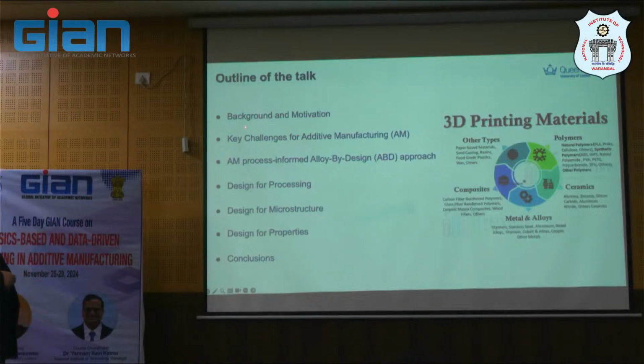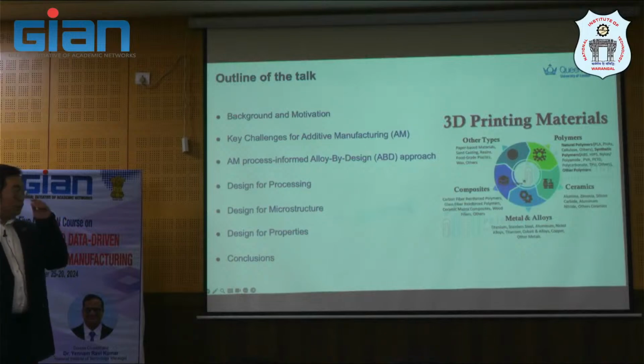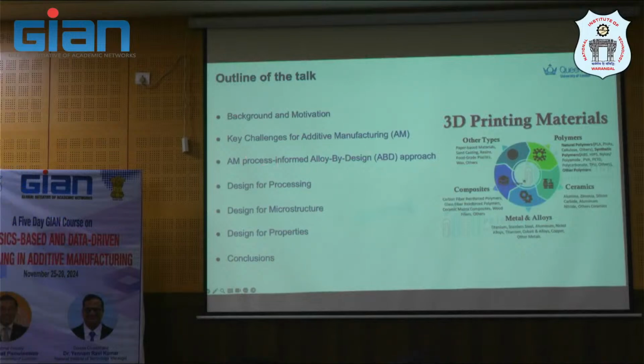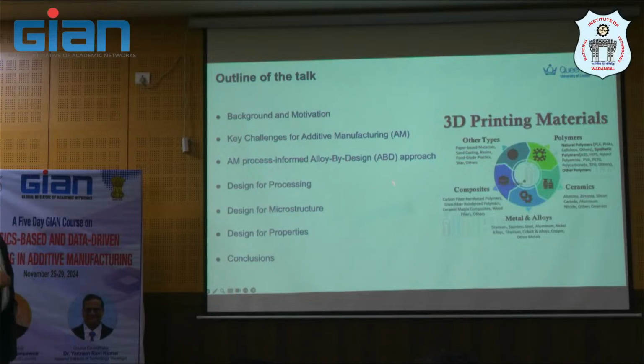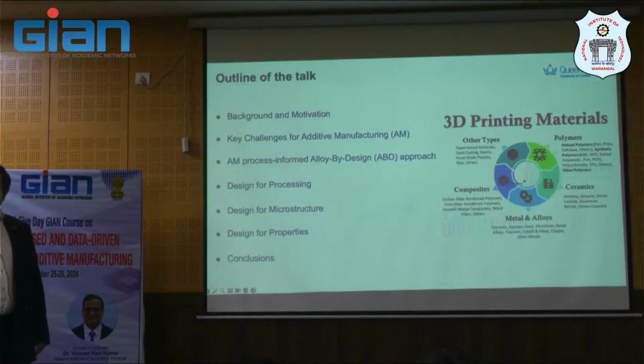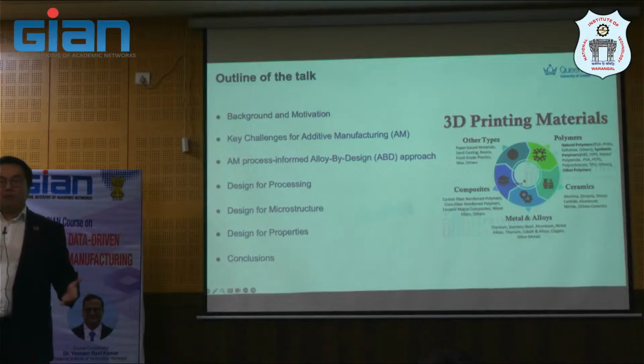I will start with background, motivation, and challenges in additive manufacturing, based on our understanding at that time, 2012, 2013. Then we try to use process, since we know it is a process-sensitive manufacturing, so we use process-informed design. Again, based on the availability of data at that time, we try to design for process, microstructure, and property, in order to close the loop of the PSP, the processing-structure-property relation.